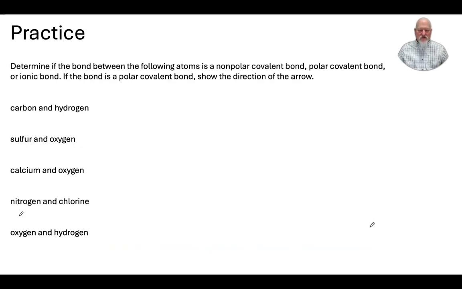So let's practice. Let's determine if the bond that forms between these atoms is pure covalent, meaning nonpolar covalent, polar, so polar covalent, or ionic. And that's going to be simply the difference between the electronegativities. So if we look up the electronegativities for carbon, which is 2.5, and hydrogen, which is 2.1, we see the difference. 2.5 minus 2.1 is 0.4, and that's less than 0.5, so we would call the carbon-hydrogen bond nonpolar.